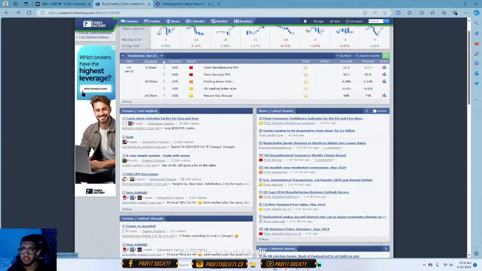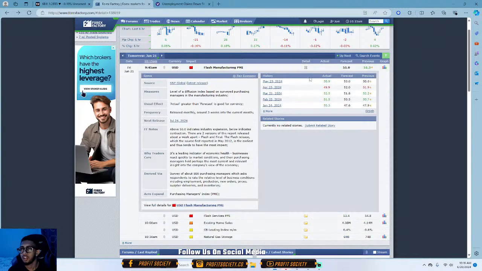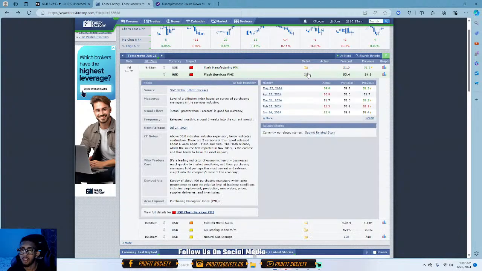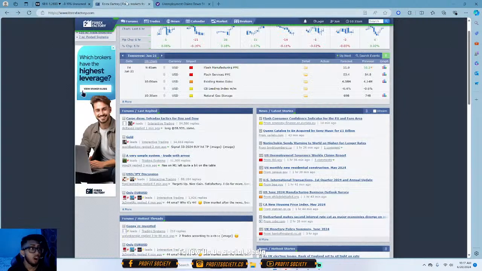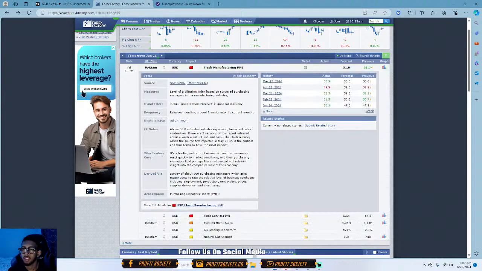So other than today, we do have flash manufacturing PMI, which is on Friday, tomorrow, 9:45 a.m. It's forecasted to come out lower. For the most part, we've actually come out higher on all readings except for one previously. If we come out lower, that would actually mean worse for the dollar. So I wouldn't be surprised that tomorrow we come out lower on all of these. I wouldn't be surprised if tomorrow we come out on forecast. All right, we come out on forecast because we have been matching.